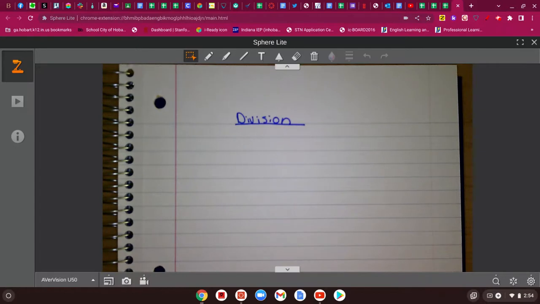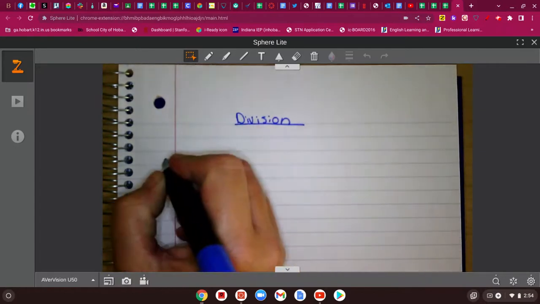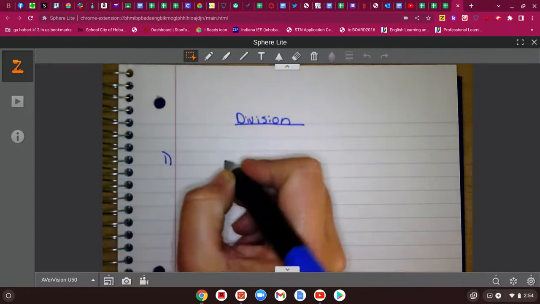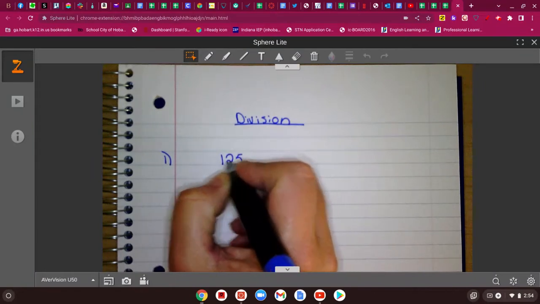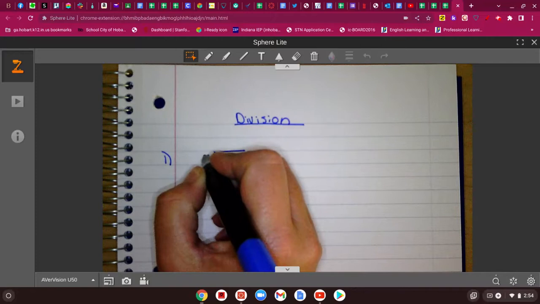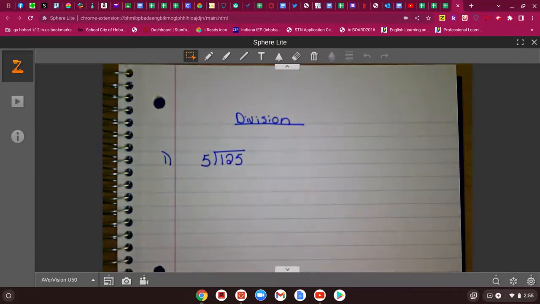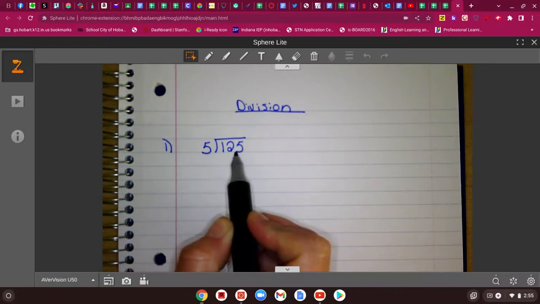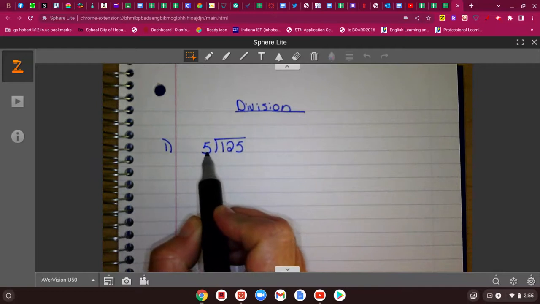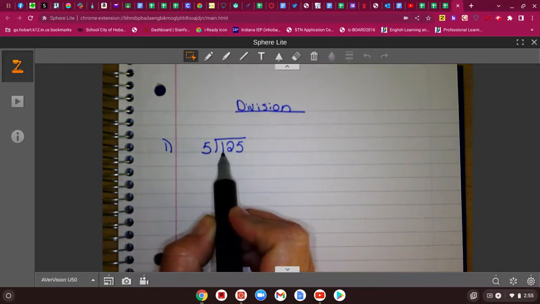So looking at division, basically what you are going to look at is you're going to have a number. So the first one we're going to do is 125 divided by 5. Okay, so you're looking to see how many times 5 goes into 125. So you're going to have to know your multiplication facts for 5. So 5 times what will give you 1? Well, we can't multiply anything by 5 to get 1.